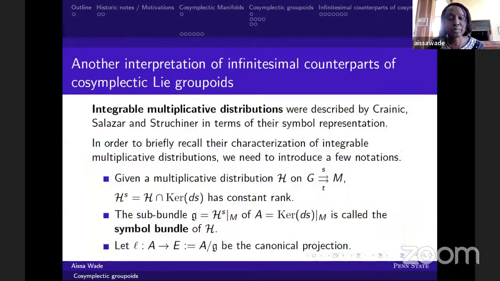Okay, so let's move on. Now in my definition of cosymplectic groupoids, I need an integrable multiplicative distribution. Now, this integrability condition is important. This type of object was described in a paper by Kreinig, Salazar, and Streshina. So here I write the correct names.